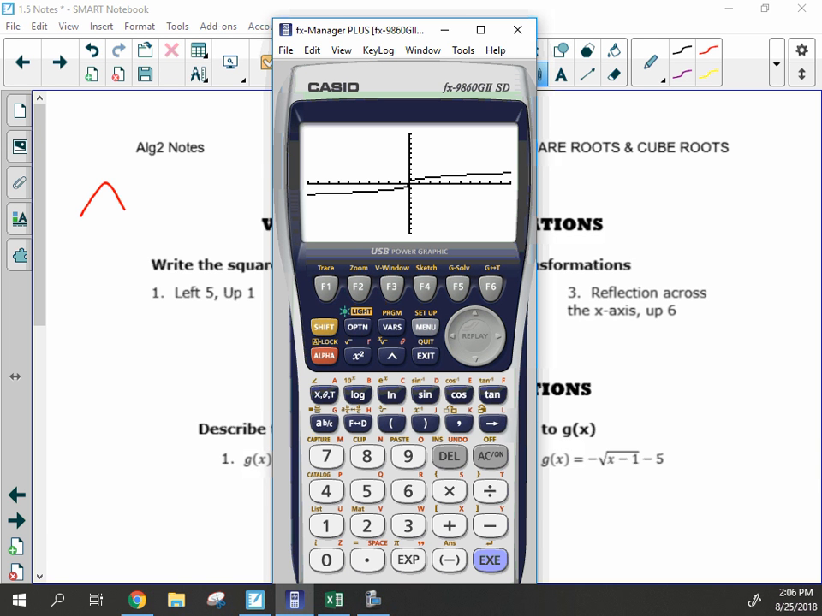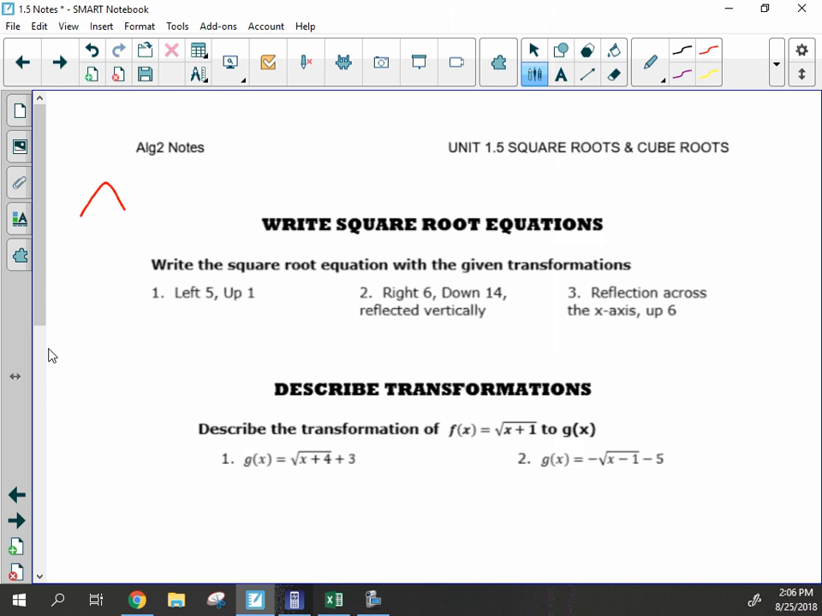Square root equation, y equals, so I want a square root. Square root is just blank right here on this step, so I don't have to put a number here because it's already understood to be a 2. Left 5 would be +5, and then up 1 would be on the outside. Next one, square root. Right 6 would be -6 on the inside, down 14, and then the reflection. A reflection is the negative in front.